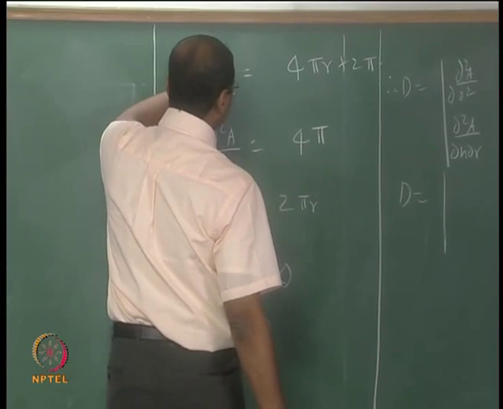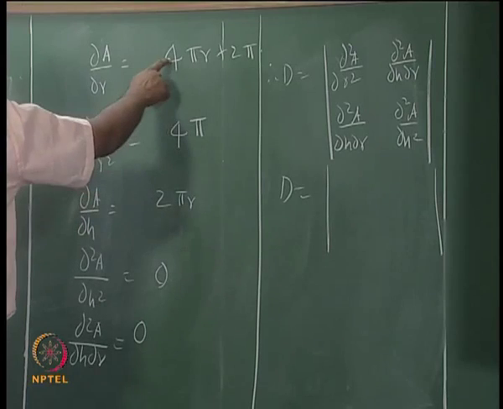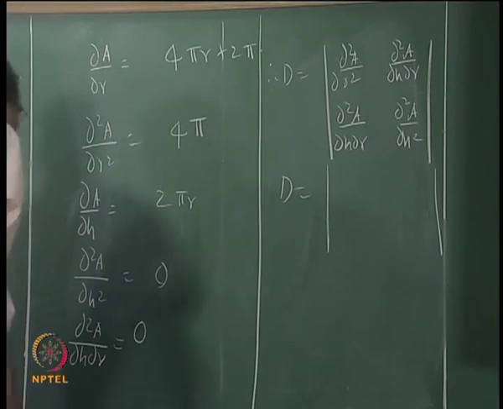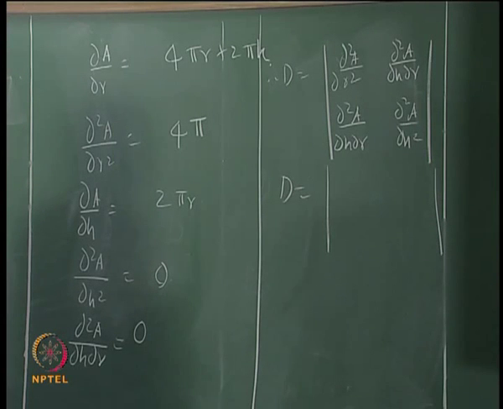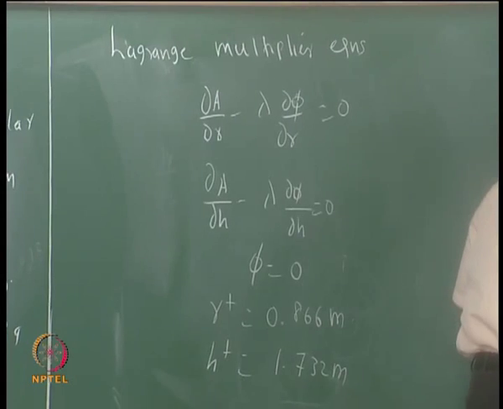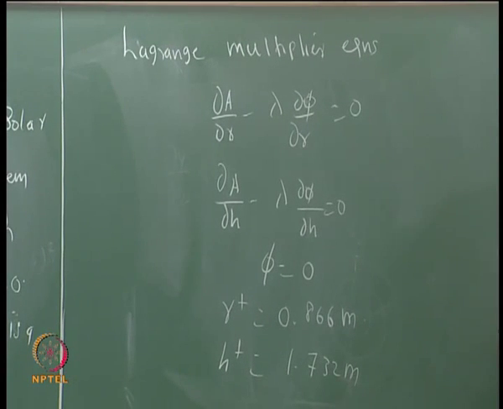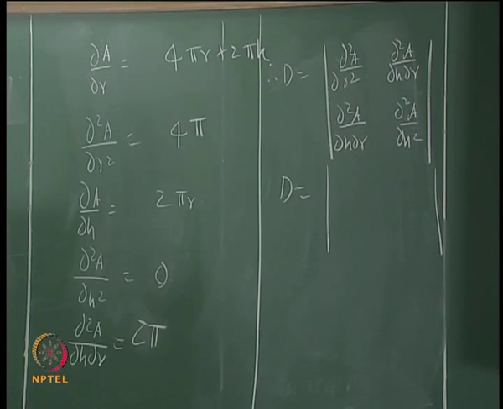Dou A by dou R is... I made a mistake here. 2 pi h, that's why. Okay, 2 pi h. The last one is 2 pi. Just hang on, A21. Yes, 2 pi. Fine. So D is 4 pi.